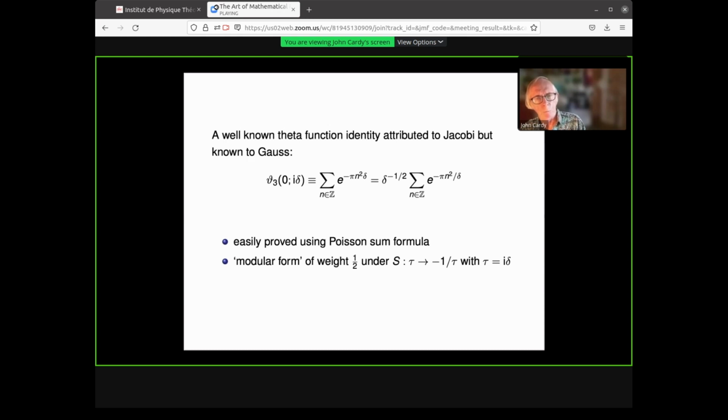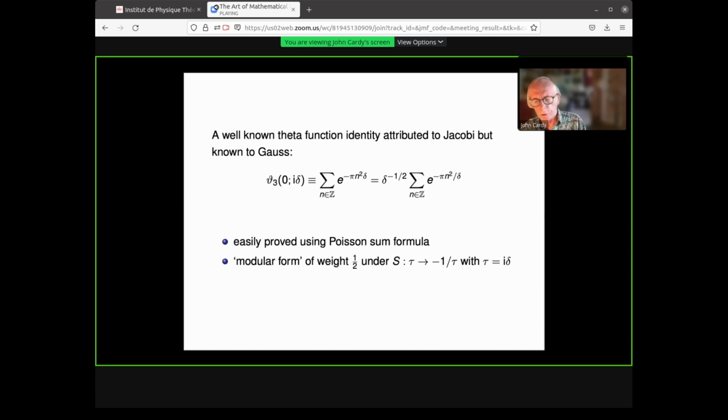But what it's basically saying is that the theta object is transforming like a modular form of weight 1/2, which means it's not really a modular form because the weight would have to be an integer. In fact, it would have to be an even integer, but it transforms as though it were a modular form of weight 1/2 under the S operation of SL(2,Z).